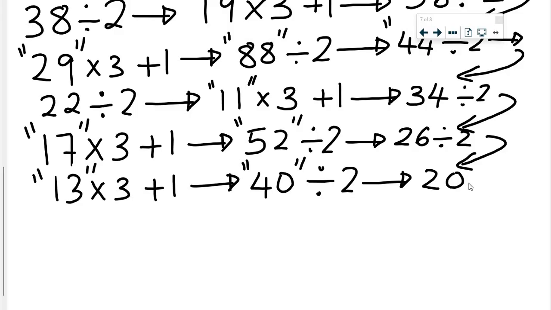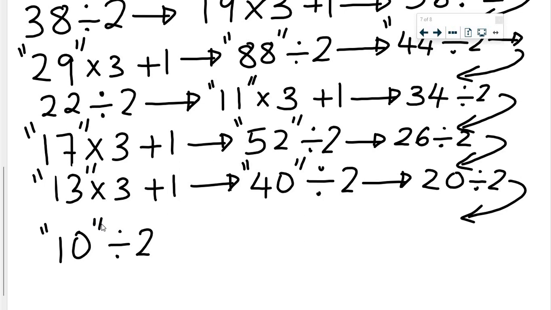This 20 is an even number. Divide by 2 also. Keep going. That gives you 10. 10 is an even number. Divide by 2. What do you get? You get 5.